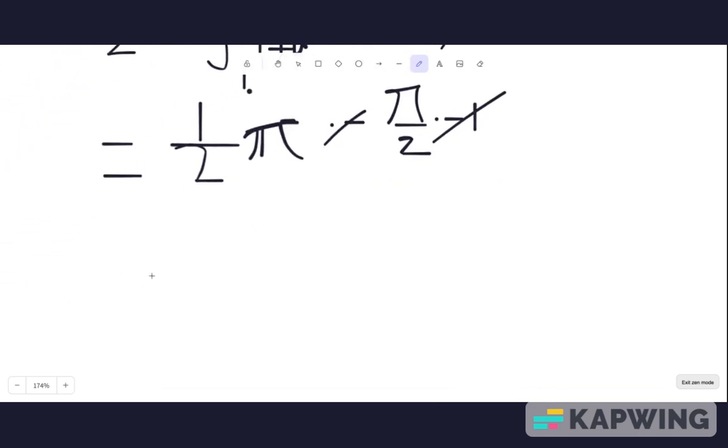And then you can cancel these out. 1/2 pi times pi over 2 is going to be pi squared over 4 as our final answer.